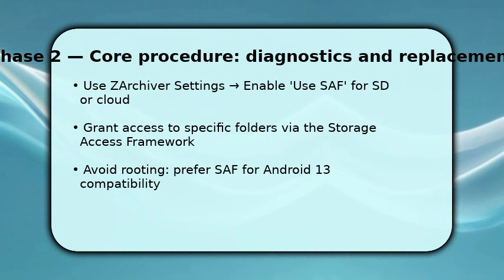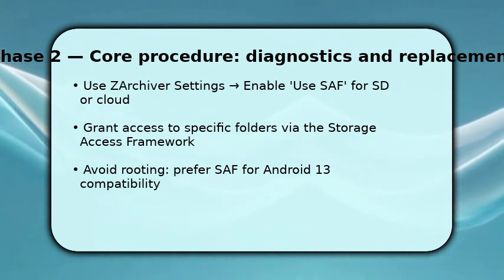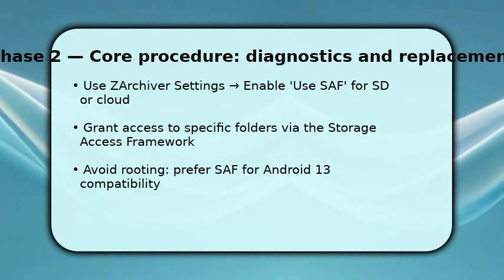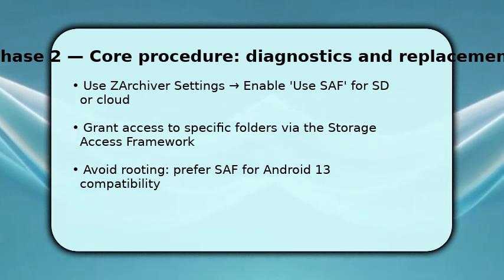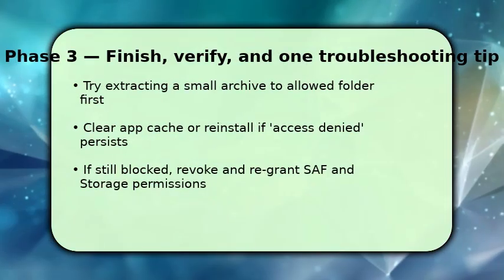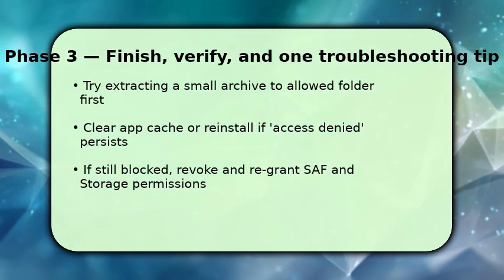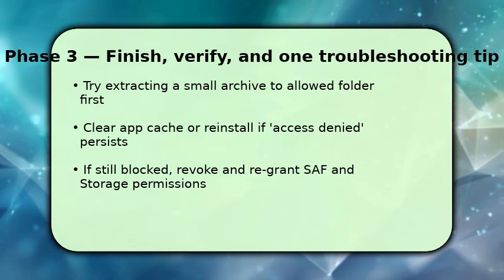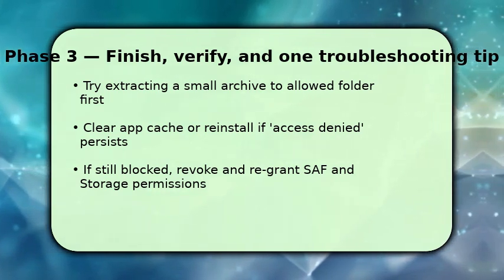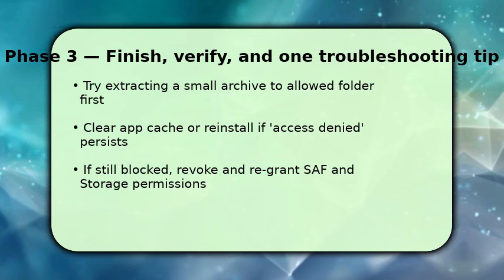Make sure you select the exact folder, not just the root, when prompted. Finally, validate your setup by extracting a small archive into the folder you granted. If you still see access denied, clear Zarchiver's cache and app data, then reopen and regrant permissions. Reinstalling helps reset internal flags.